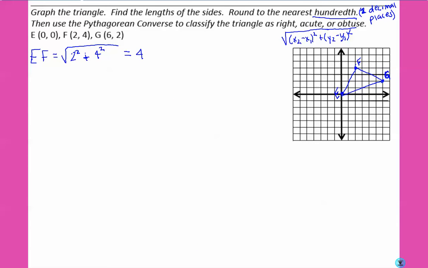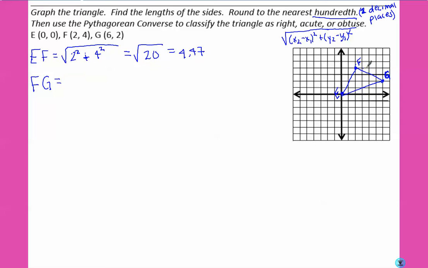Actually, to make things easier in a little bit, we're going to make this the square root of 2 squared is 4, and 4 squared is 16. 4 plus 16 is the square root of 20, which gave us 4.47. Next, we're going to find FG.